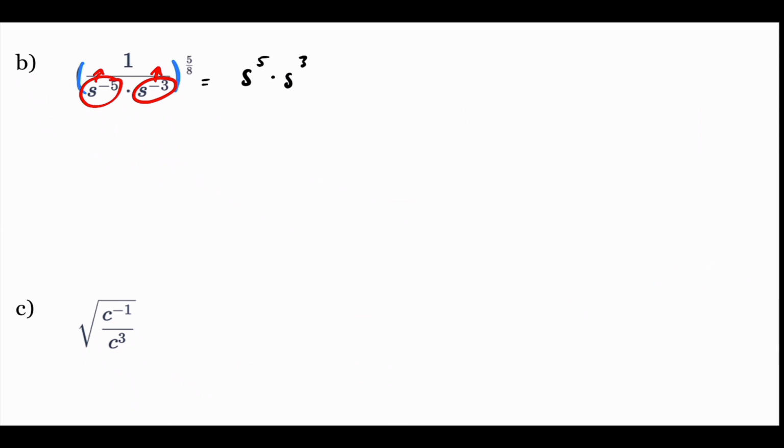S to the 5th and S to the 3rd. Still in parentheses, still a 5/8, right? I still have parentheses. What can I do inside the parentheses? Combine them, right? So when I combine them, what am I going to do with the powers? Add them. Good.